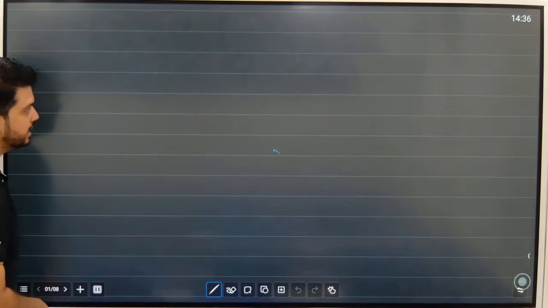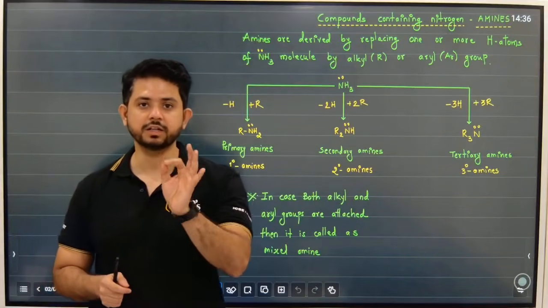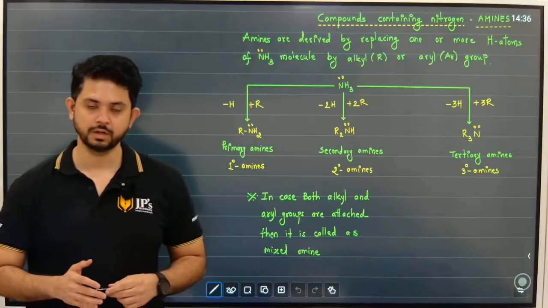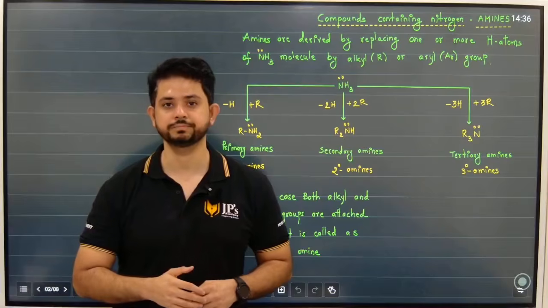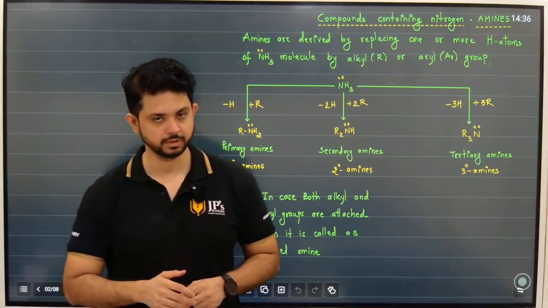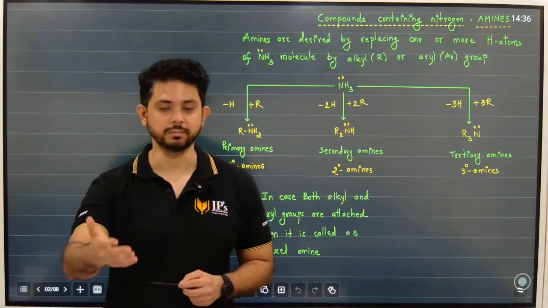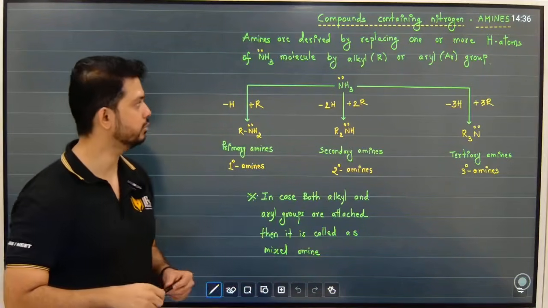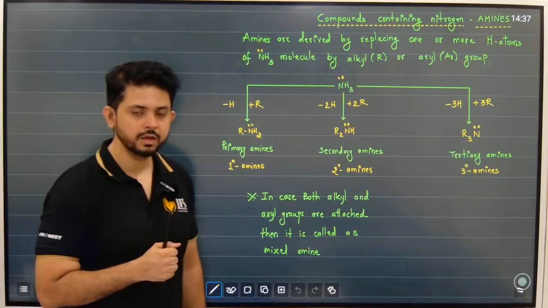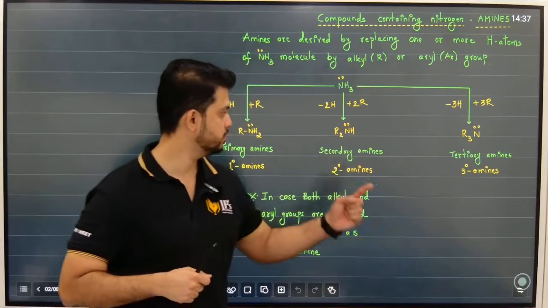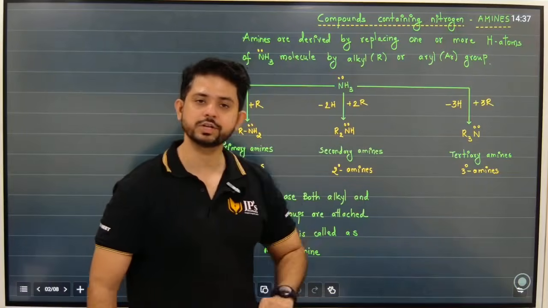Now, students, what exactly are amines? Amines are compounds which are derived from ammonia. When you replace one hydrogen in ammonia with an alkyl group or an aryl group, you get an alkyl amine or an aryl amine. Specifically, when you replace one hydrogen, you get a primary amine. When you replace two hydrogens, you get a secondary amine. And when you replace three hydrogens, you get a tertiary amine.